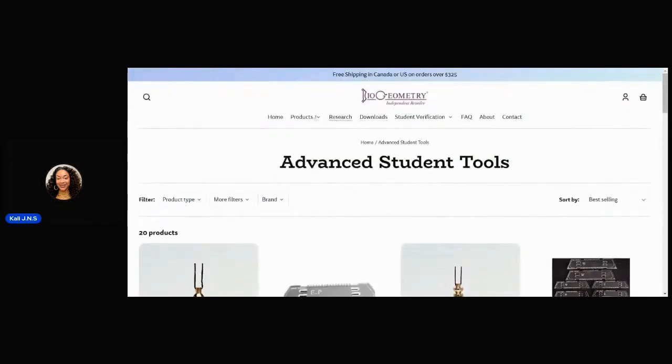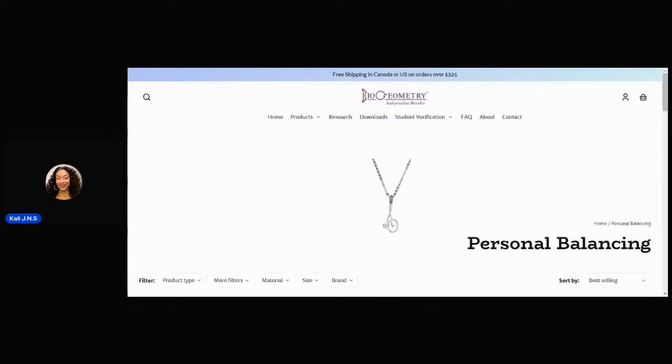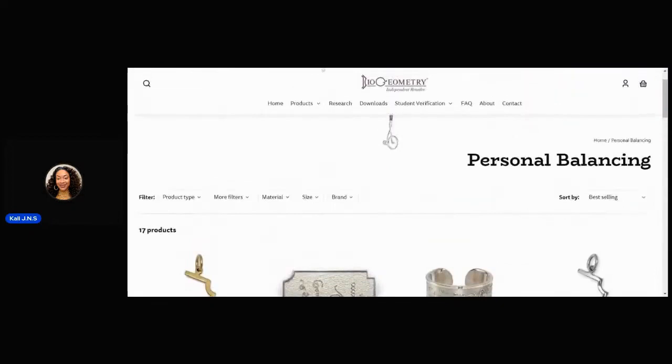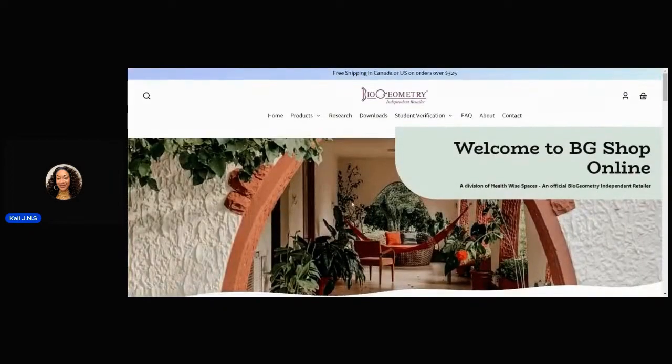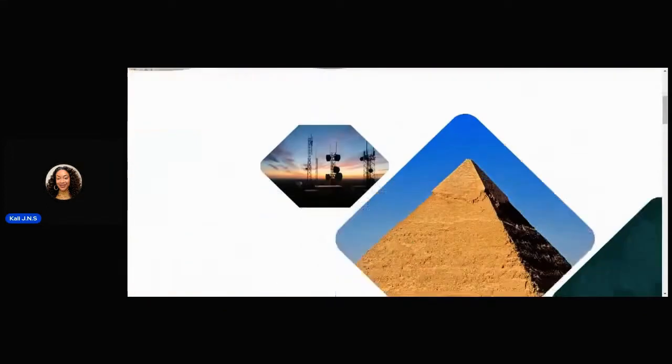What can you do if you are trying to balance out? You want to look at personal balancing or home harmonization. Let's do personal balancing first, because some of you may live in apartments and all that stuff. So the first thing you want to do is you can go to this site. This is PG Shop Online. Now let's actually look. So this is an official Biogeometry independent retailer.